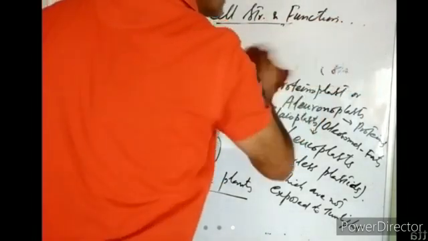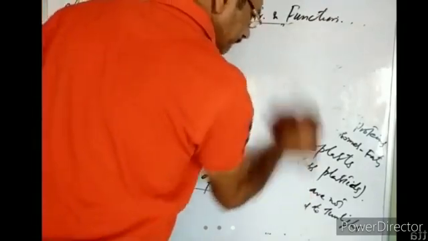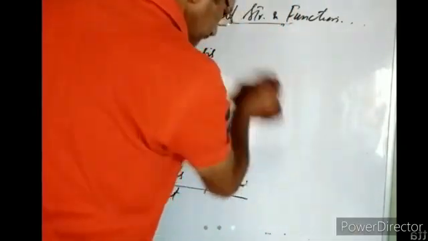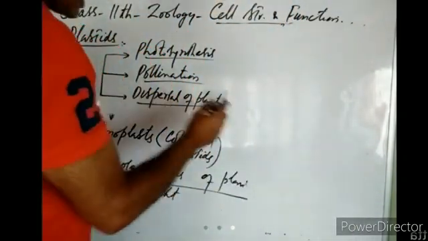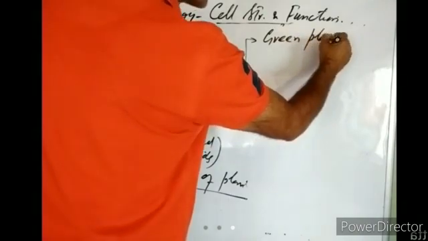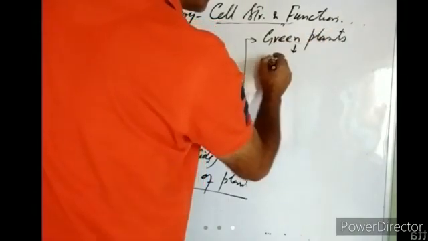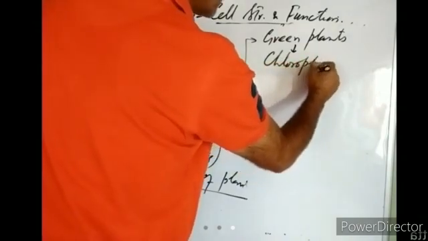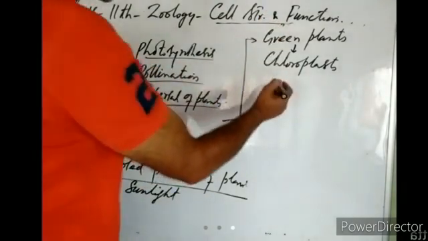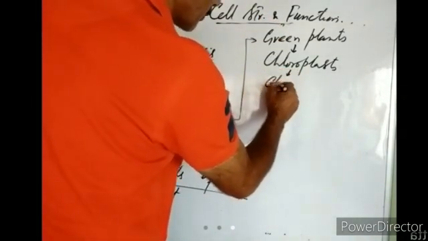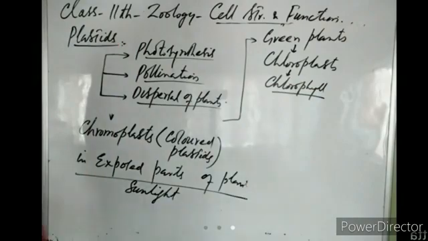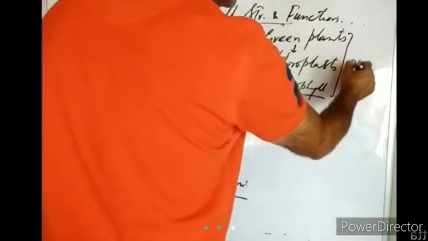These chromoplasts are of different types. In green plants, we have chromoplasts known as chloroplasts. So chloroplasts are basically chromoplasts. They are found in green plants and they contain a pigment known as chlorophyll. With the help of this chlorophyll, they carry out photosynthesis, right?